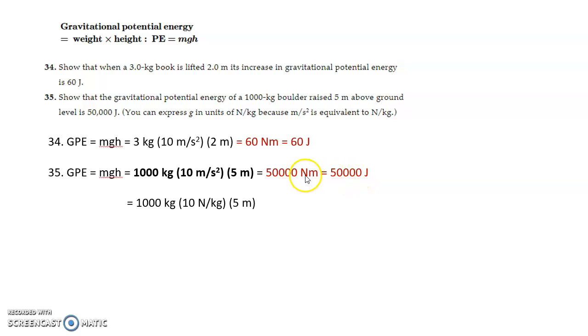You may wonder where the unit newton came from. When you combine kilogram and meter per second squared, that is equivalent to a newton. Although we express gravitational acceleration typically in units of meter per second squared, you can see that by dimensional analysis, the unit can also be newton per kilogram.